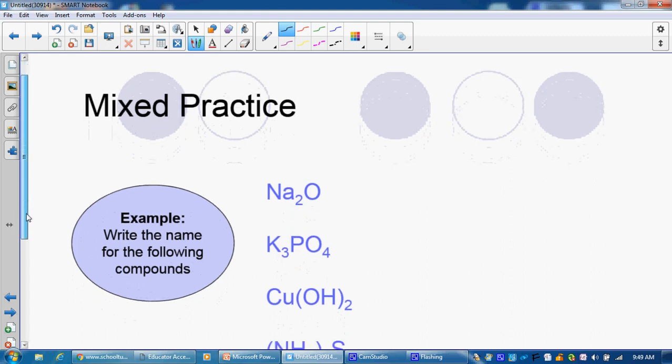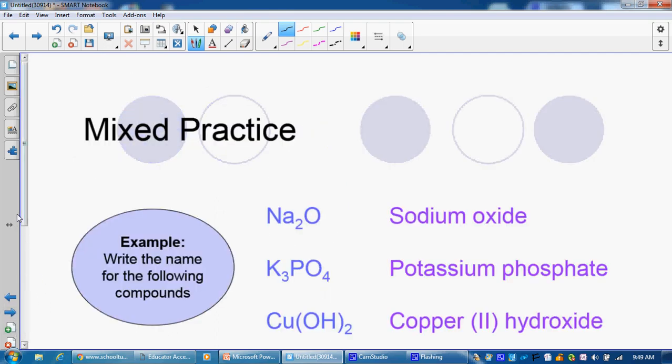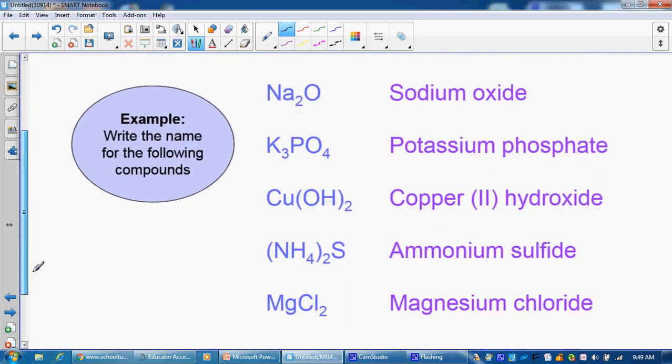So here's some practice of everything together. So go ahead and pause, write out your answers, remembering the first thing you have to identify is if this is a metal or if this is a nonmetal. If it's metal, you do not use prefixes. Excuse me. So here are your answers.